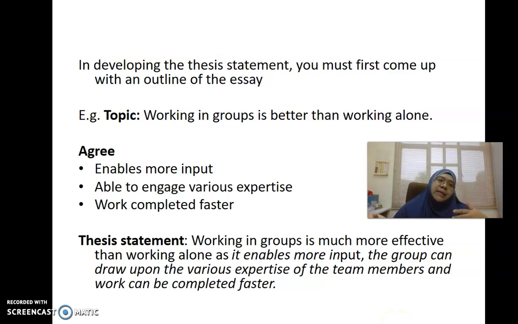How do we transfer these 3 points into a statement? Working in a group is much more effective than working alone as it enables more input. The group can draw upon the various expertise of the team members and work can be completed faster. You can see that all these 3 points are written in one sentence only, and the sentence is called the thesis statement. This is what I expect you to write for your essay. You need to put this thesis statement. If there is no thesis statement, of course, I will deduct marks.